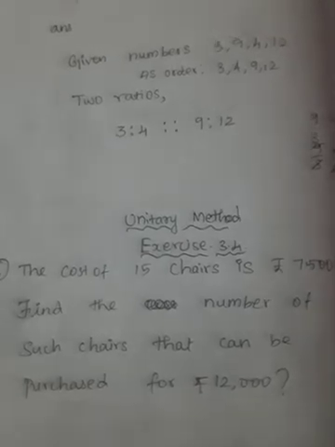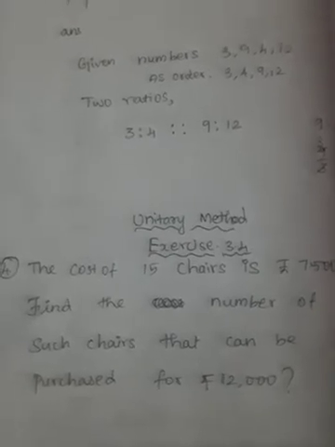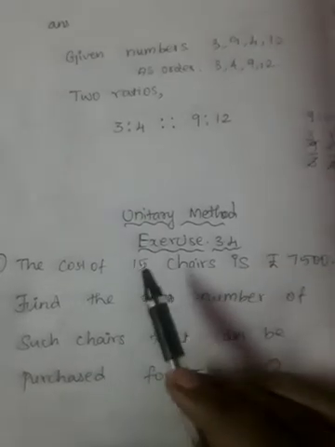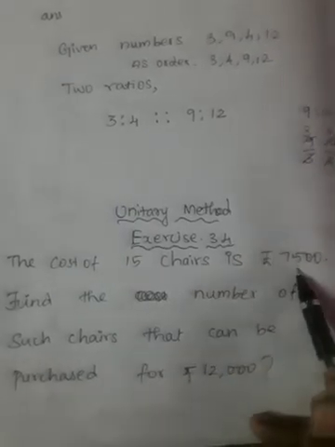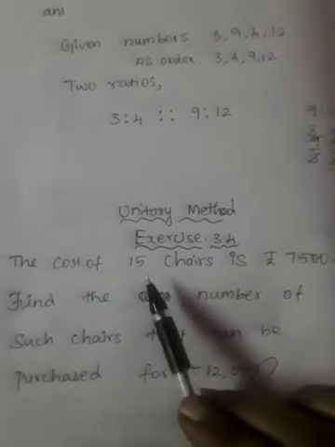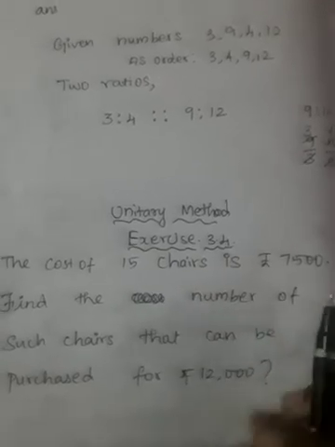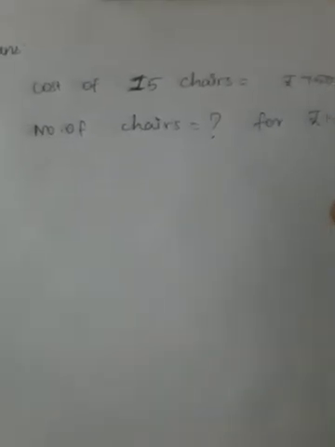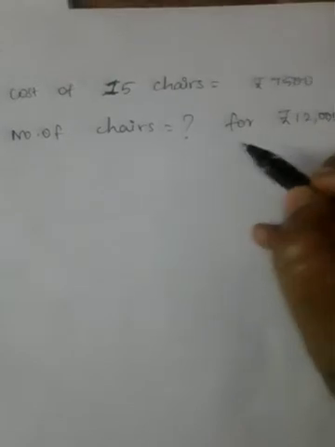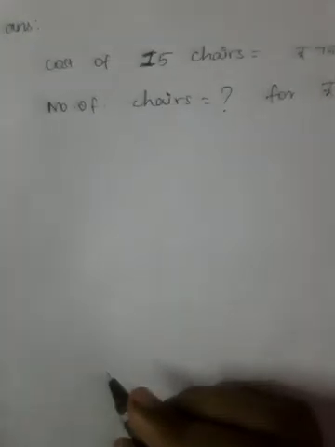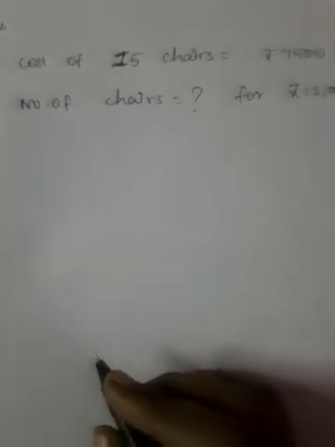So already I said, if it is a unitary method, you want to find out for one unit. Here for 15 chairs they have given 7,500. So first you want to find out the cost for one chair. Am I correct? So let's see the answer. Cost of 15 chairs is equal to 7,500. We don't know how many chairs we will get for 12,000 rupees. So first you want to find out the cost of one chair, one unit.